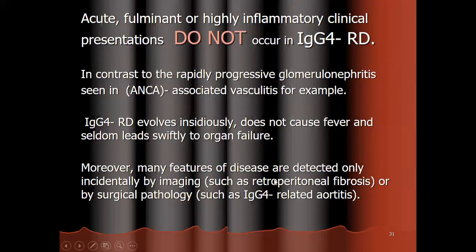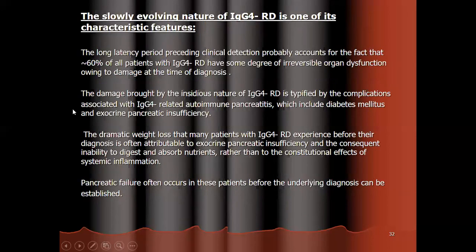Moreover, many features of the disease are detected only incidentally by imaging, as in retroperitoneal fibrosis, or by surgical pathology, as in IgG4-related aortitis. The slowly evolving nature of IgG4-related disease is one of its characteristic features. The long latency period preceding clinical detection probably accounts for the fact that about 60% of all patients with IgG4-related disease have some degree of irreversible organ dysfunction owing to damage at the time of diagnosis.